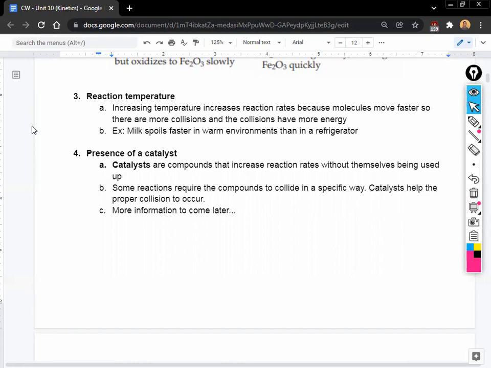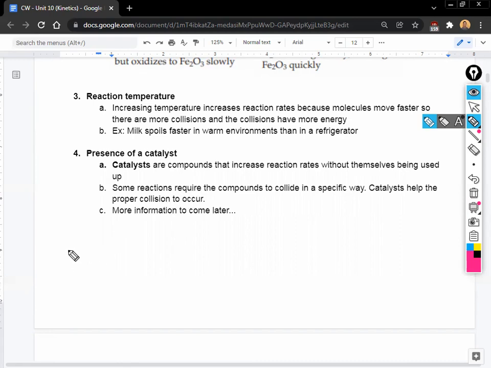Yeah. All right, last thing is the presence of a catalyst. Now, a catalyst is a compound or chemical that increases the reaction rate without itself being used up. So for example, we'll learn about these later, but basically the catalysts allow the proper collision to occur.